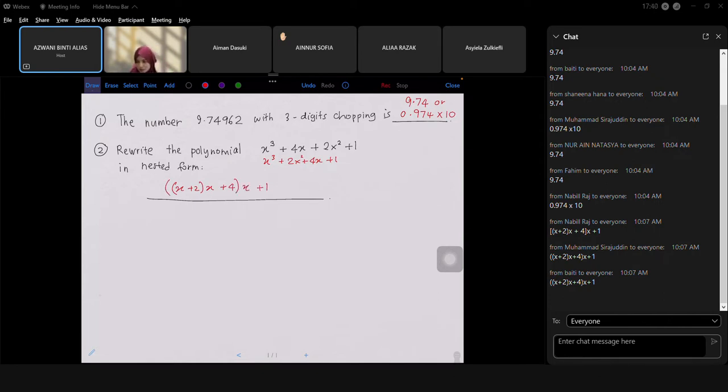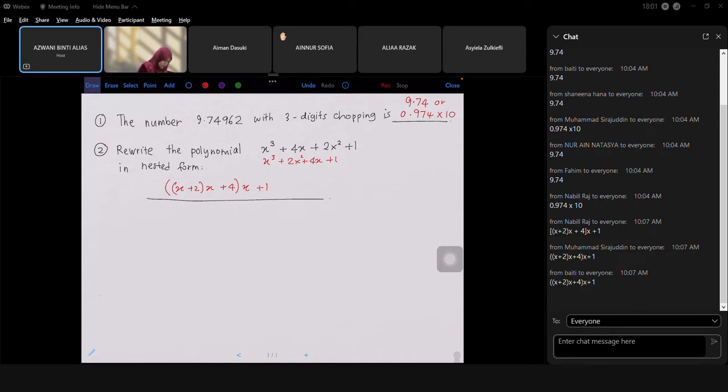So everyone understands, right? So this is a nested form. The purpose of nested form is to reduce the error, as we did in the exercise last lecture. We can see the difference between the nested form and the original polynomial when we calculate by substituting the value of x.